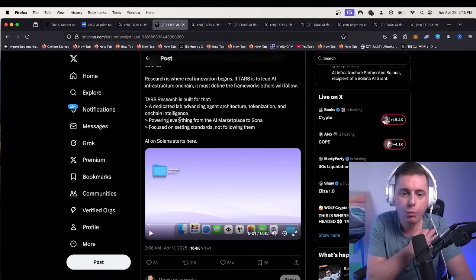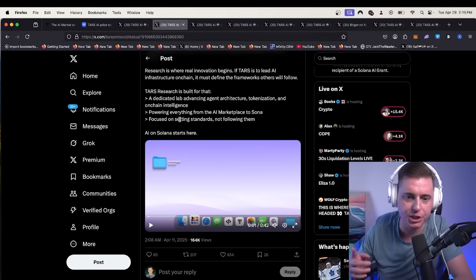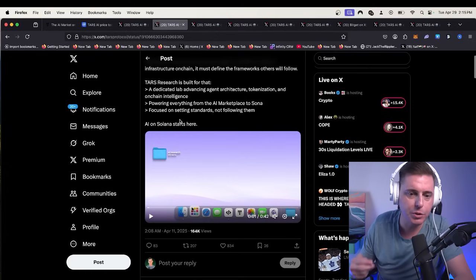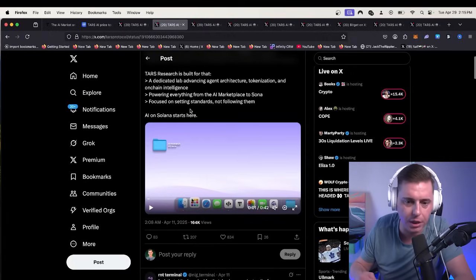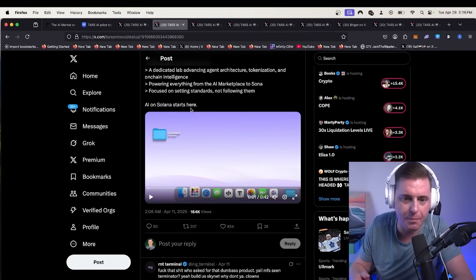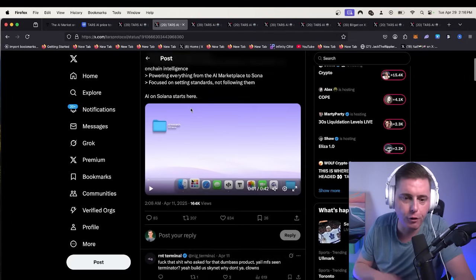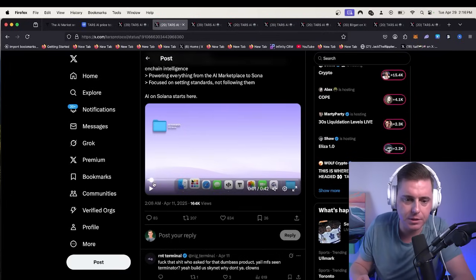Research is where real innovation begins. If TARS is to lead AI infrastructure on chain, it must define the frameworks others will follow. TARS Research is built for that, a dedicated lab advancing agent architecture, tokenization, and on-chain intelligence. It also talks about powering everything from AI marketplaces to Sona and focus on setting standards, not following them. AI on Solana starts here.